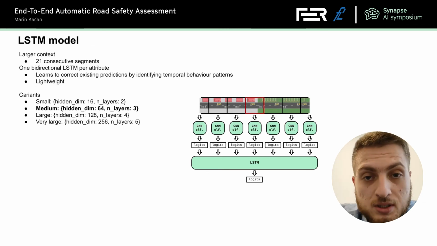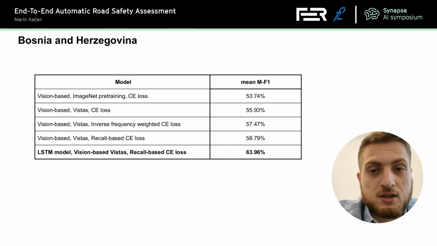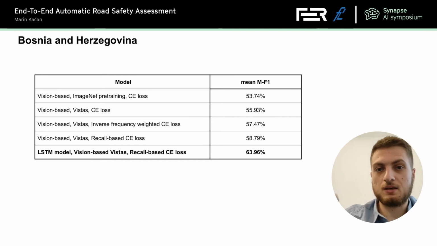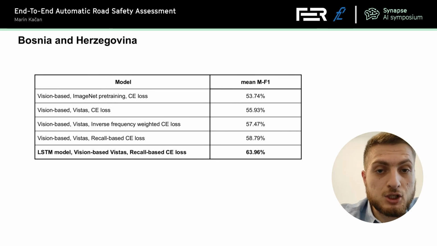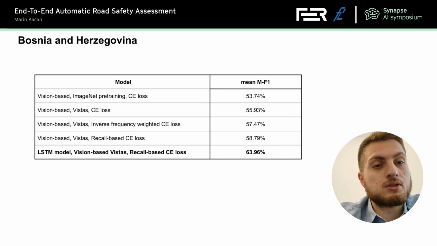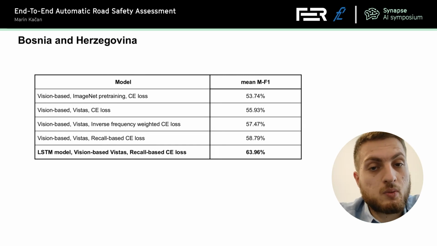So for the results, we train and evaluate our model on our Bosnia and Herzegovina dataset. First, these are the macro F1 scores averaged over all attributes for different variants of the approach. We see the impact of the following modifications: using Vista's pre-training, using the inverse frequency weighted loss, using the recall-based loss, and finally the contribution of using the sequential model that covers a larger context.